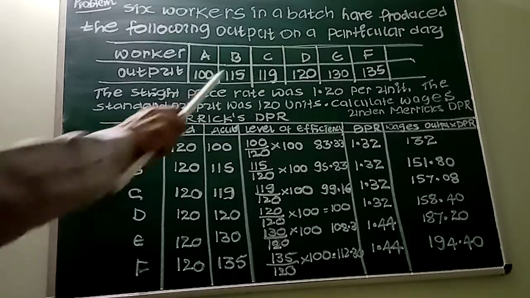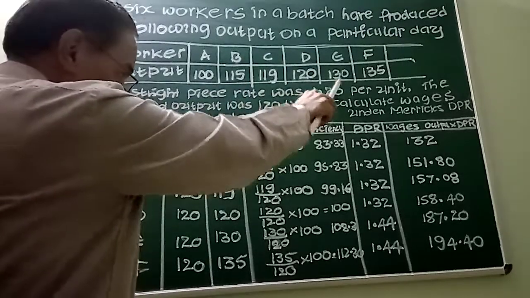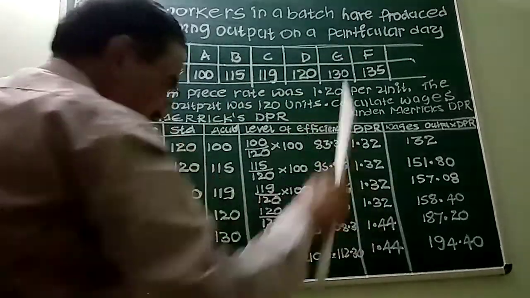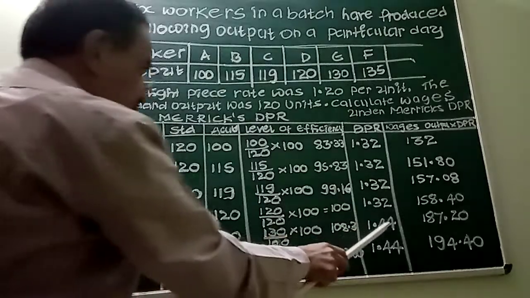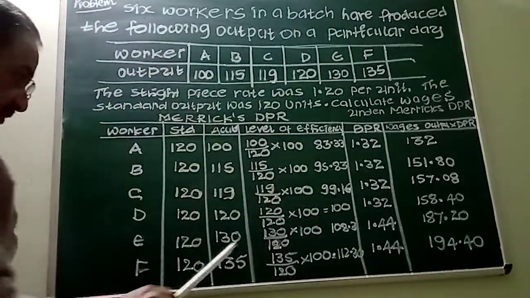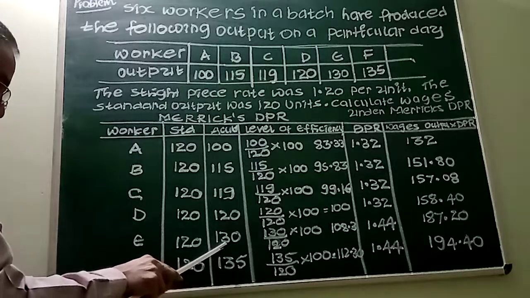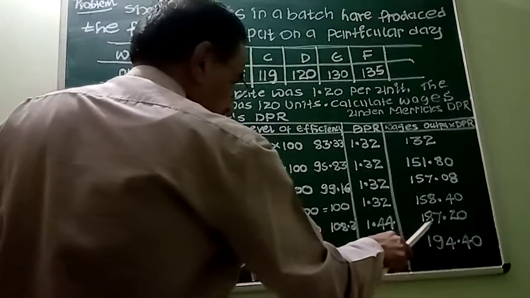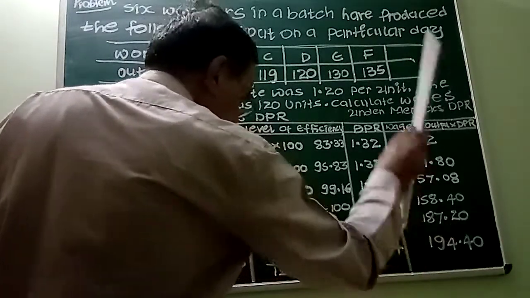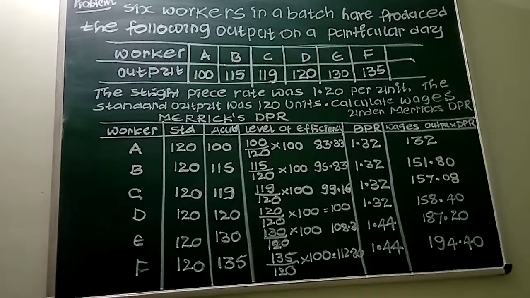So 120% of 1 rupee 20 paisa is 1 rupee 44 paisa. So this has to be multiplied with actual output. 1 rupee 44 paisa into 130 units is equal to 187.20. This is a very important thing.